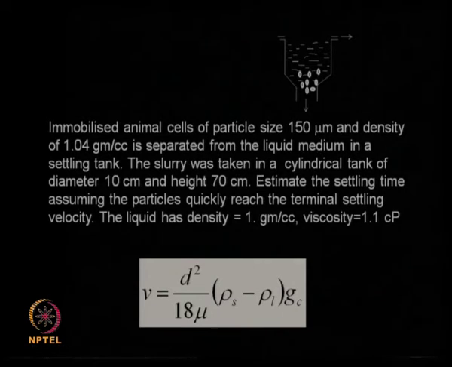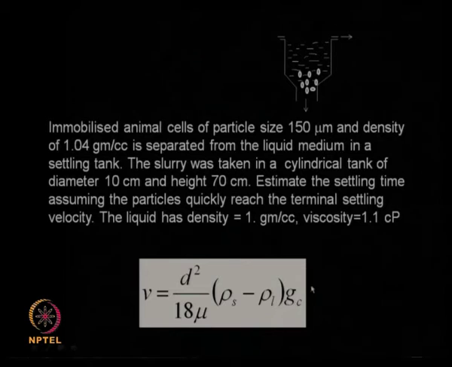So we would like the solids to settle down to the bottom, so that you will have a clear liquid at the top and the solids right at the bottom. Okay. So we are doing this in a cylindrical tank, so the diameter is 10 centimeter, the height is 70 centimeter. Now I would like to know how long I should allow it so that the solids will all settle down. The assumption here is the solids quickly reach the terminal settling velocity, and then the liquid has a density of 1 grams per cc and a viscosity of 1.1 centipoise.